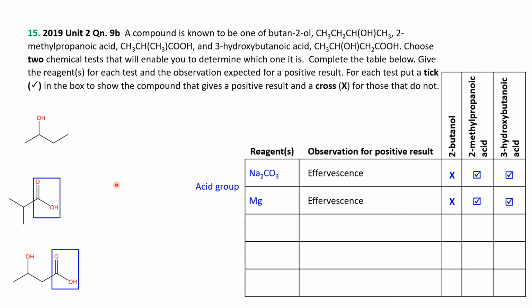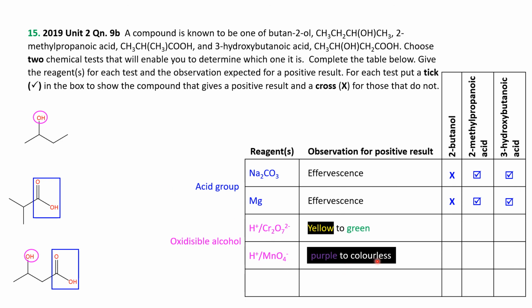Now, the next thing we can do is say, hey, we've got alcohols there that are oxidizable. They're both secondary alcohols, and so we can either use the dichromate or permanganate, depending on what we want. Dichromate goes from orange to green. We could use chromate going from yellow to green, or permanganate goes from purple to colorless. And we would see these color changes for either the 2-butanol or the 3-hydroxybutanoic acid.